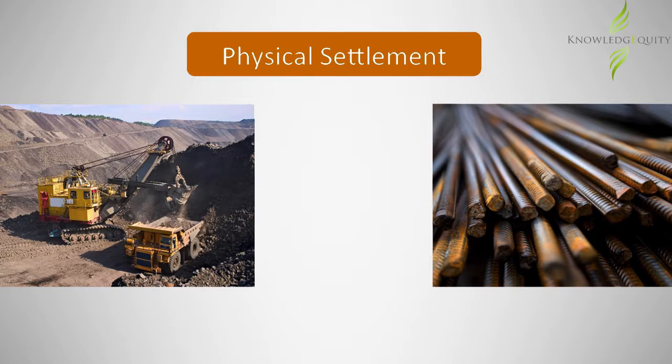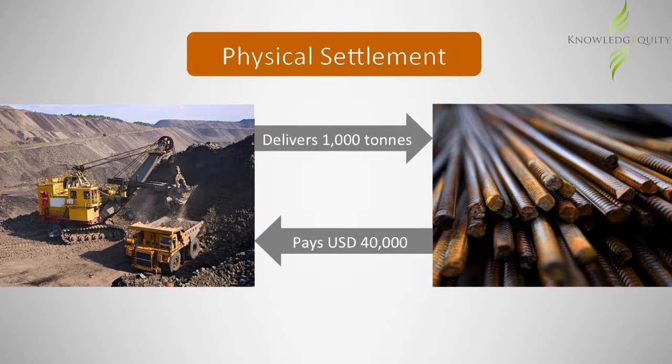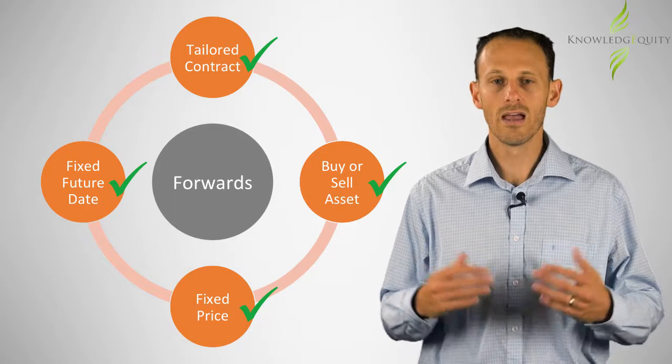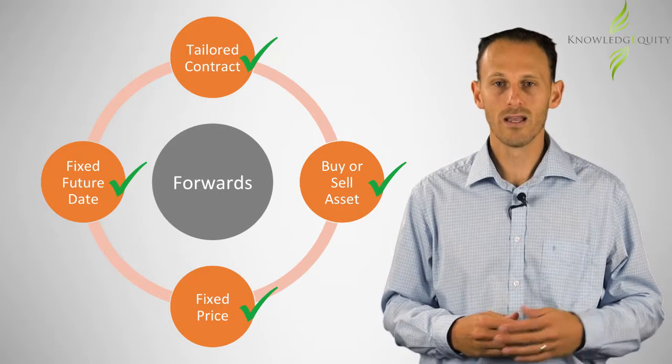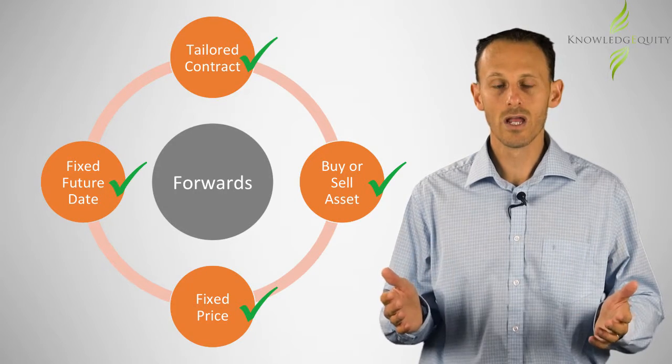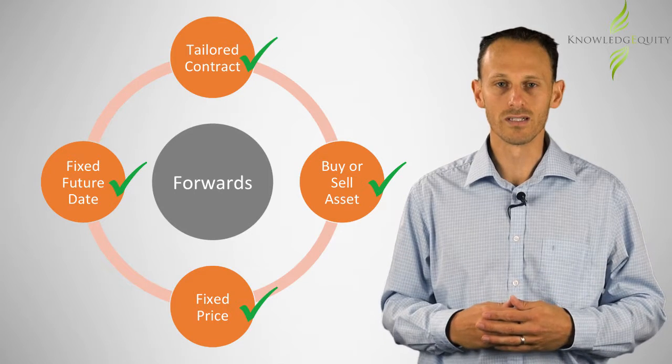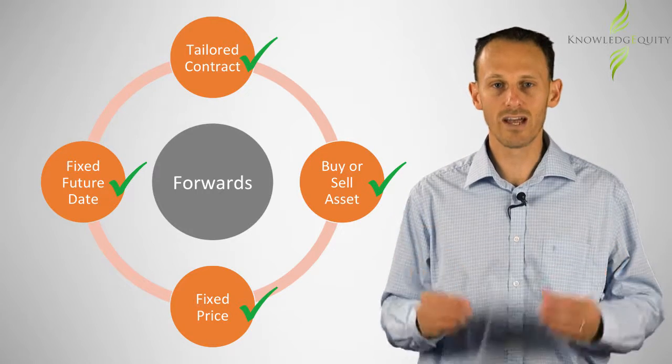At settlement, the forward contract is physically delivered, meaning that the steel producer pays the iron ore miner $40,000 and receives 1,000 tonnes of iron ore in return. Effectively, the iron ore miner has locked in a sale price, volume, and date, reducing its commodity price risk and providing a known financial outcome.